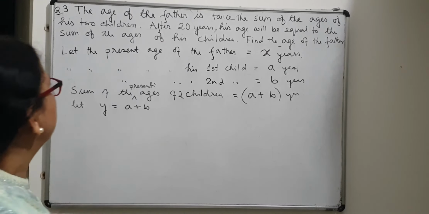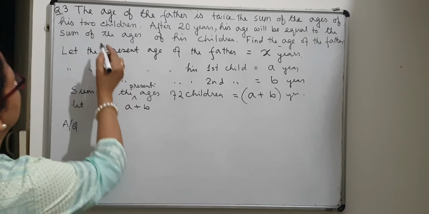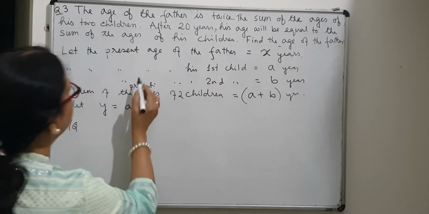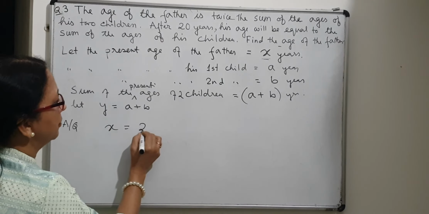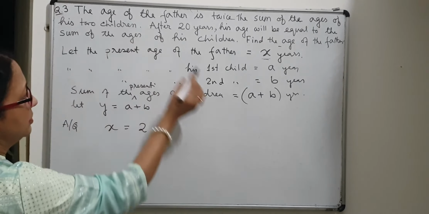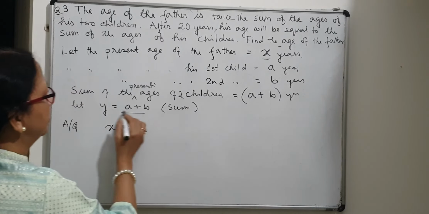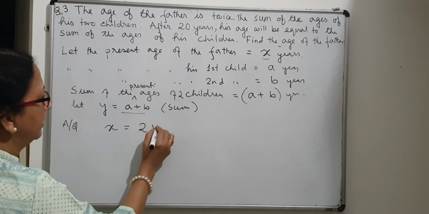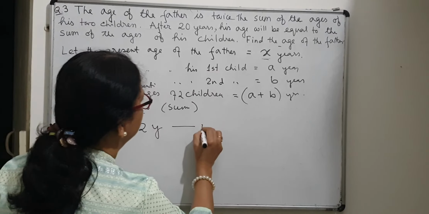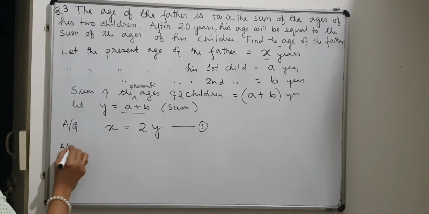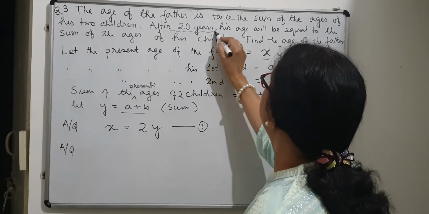So now according to the question, the age of the father is twice the sum of the ages of the children. That means the present age of the father is X, so X is equal to twice the sum of the ages of the children, that is twice Y. I can write this as the first equation.